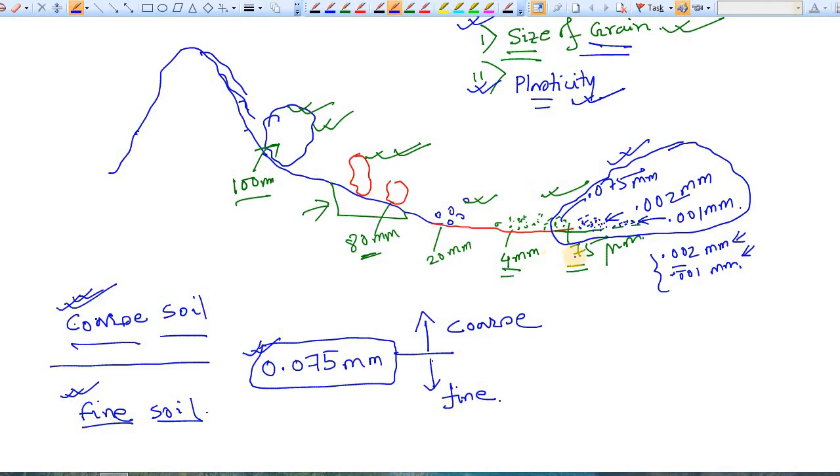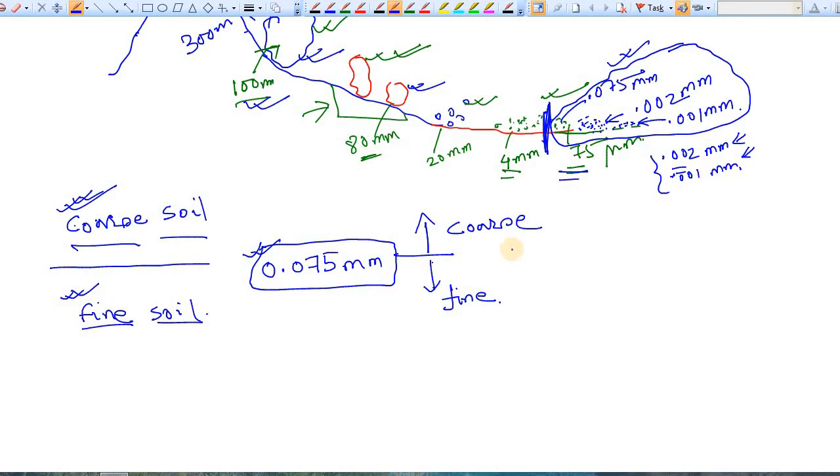So here you can see that if we take this as our reference point, there is a tremendous number of sizes, and lots of types of soil which vary from 0.075 mm to 100 mm or more than that, let's say 300 mm. That's why again we subdivide coarse soil. So what are the subdivisions of coarse soil? First one is boulder.